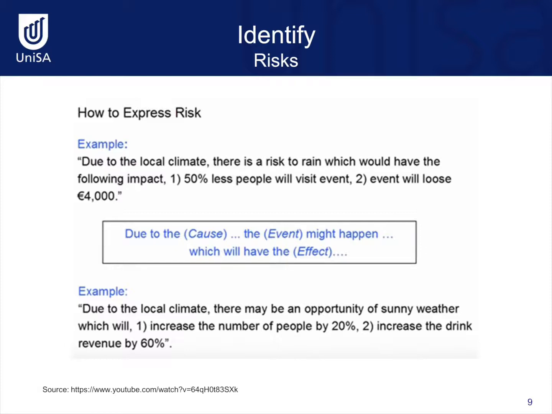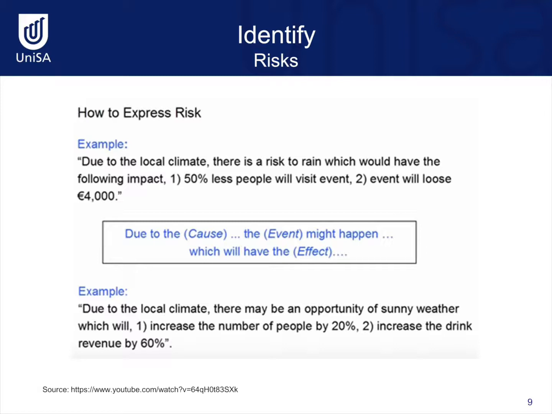Here are 2 examples of expressing risk. The first example represents a threat, while the second example represents an opportunity. The first example states that due to the local climate, there is a risk of rain which will have the following impact. 1. 50% less people will visit the event. 2. The event will lose a certain amount of money. The second example states that due to the local climate, there may be an opportunity of sunny weather, which will 1. Increase the number of people by 20%, and 2. Increase the drink revenue by 60%.